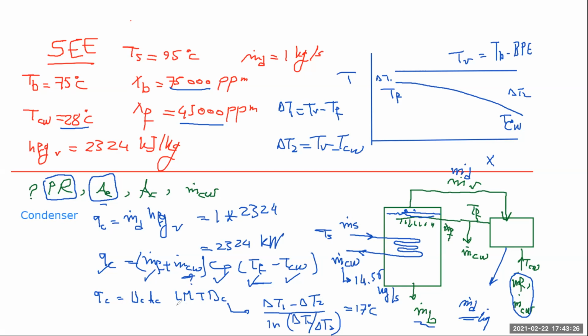From here, we know the log mean temperature difference, we calculated it. UC is given, the value is something like 2 kilowatt per meter square centigrade. Q condenser is known, so the only unknown here becomes the area of the condenser that can be calculated, and the area of the condenser is going to be 68.35 meters square. So this is a typical analysis that can be done for a single effect evaporation system.